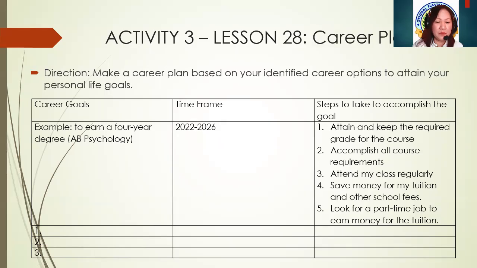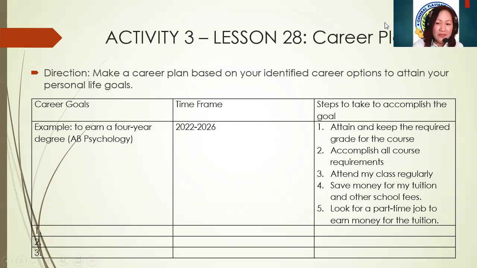Like we have here example. Halimbawa, to earn a 4-year degree. So ang gusto kong ma-earn ay yung psychology course, 'di ba? 4-year course kasi yan. So ang time frame ko, syempre, mag-enroll ako ng 2022, dapat matapos siya ng 2026, di ba? And we have here several steps to take to accomplish the goal. So maglalagay ka lang ng mga steps or procedure on how to accomplish your career goals. So again, 3 goals din po. In each goal, kailangan merong different steps to take to accomplish your goal.